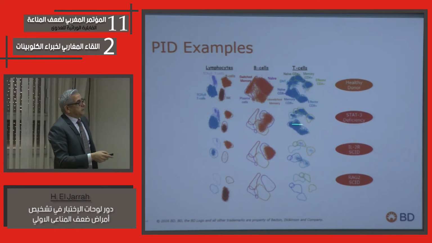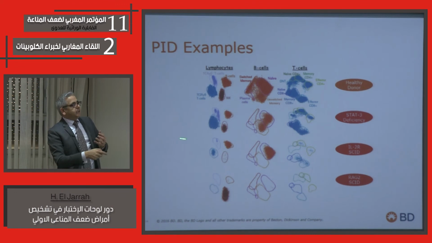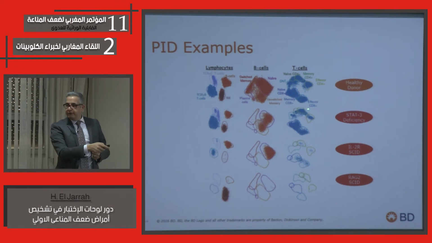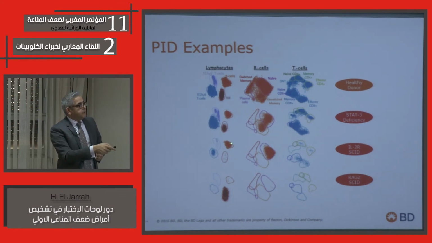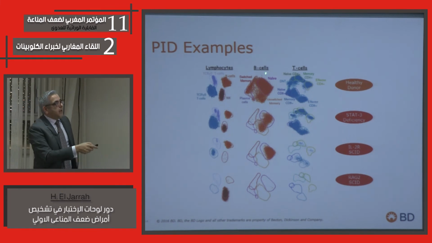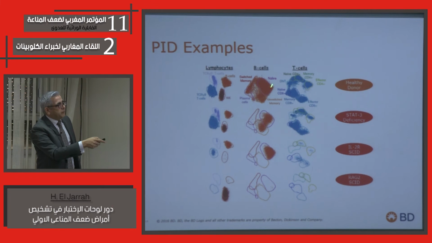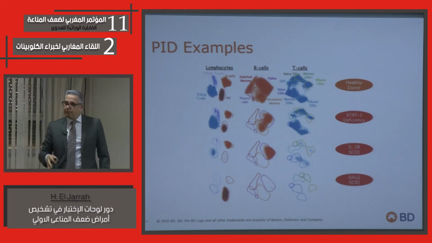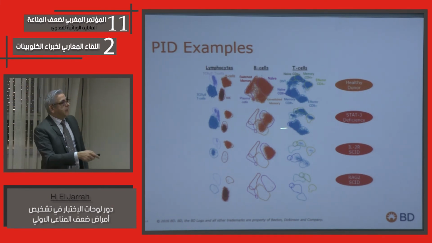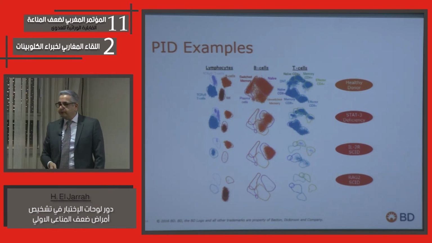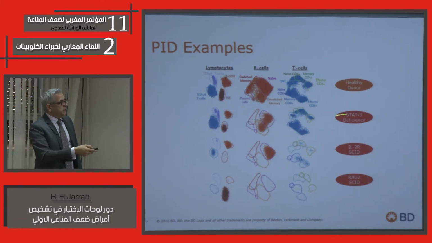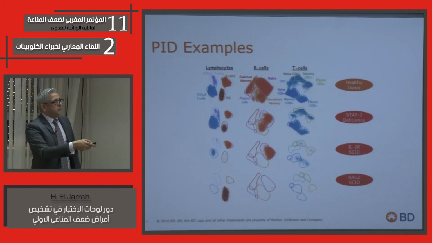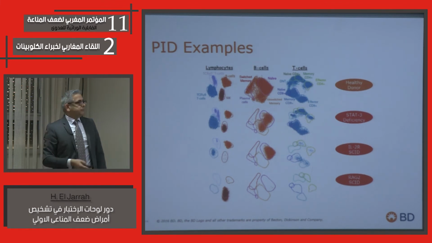Now, if we look at this patient, the first thing that hits you is the absence of switched memory and plasma cells. And you could tell that the number of cells in both naive and unswitched is probably a little suppressed. And again, with the T cell compartment as well, especially in the CD4 compartment. Now, this patient was investigated, and it turned out to be a STAT3 deficiency.